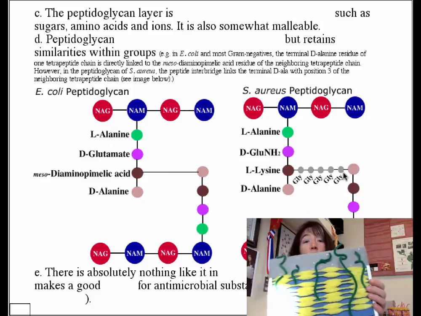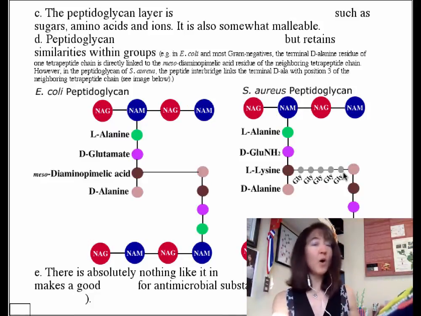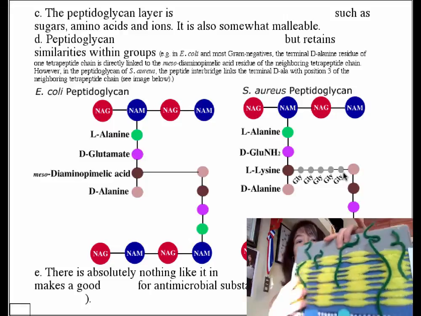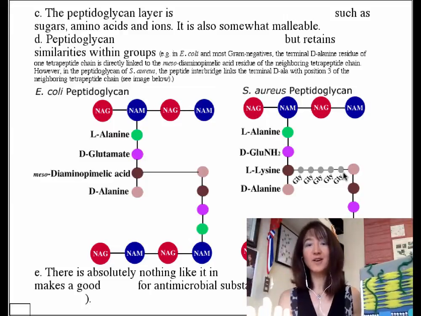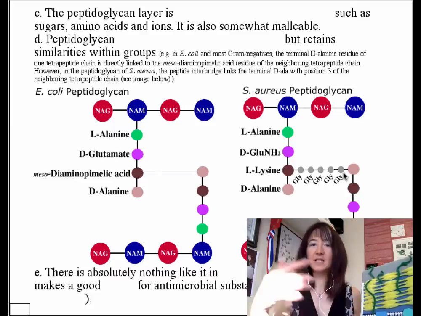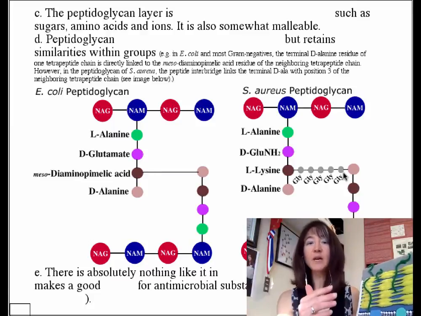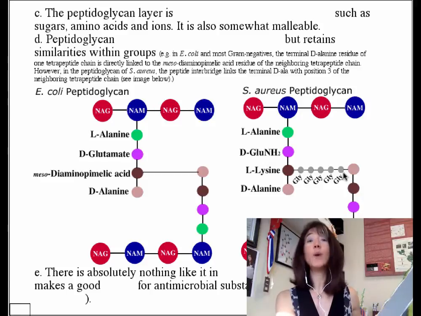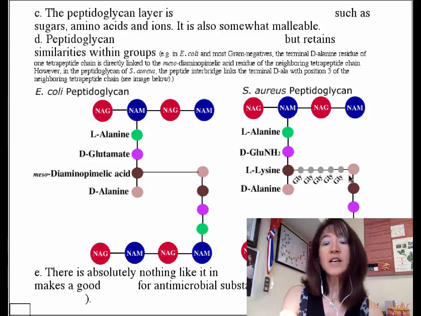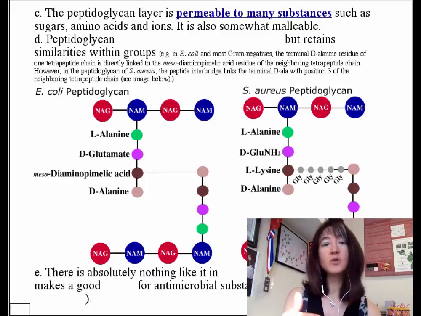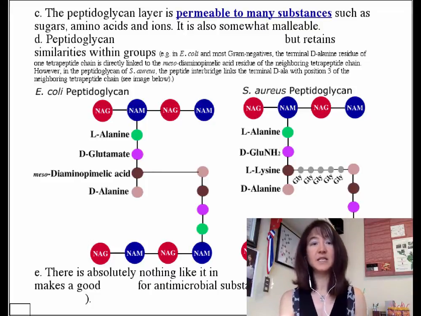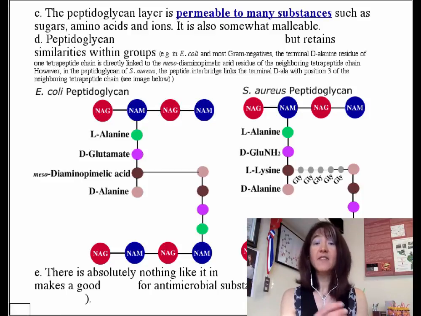But one of the things that we were talking about as well last time was the fact that peptidoglycan is somewhat analogous to a tea strainer. Remember how it allowed water to pass through those pores and easily be permeable, while at the same time providing a great deal of rigidity to the cell wall. So we noted that peptidoglycan is permeable to many substances. These include things like sugars and amino acids and ions. It's somewhat malleable, but it is also a fairly rigid layer that allows for a lot of structural resistance within a bacterial cell.